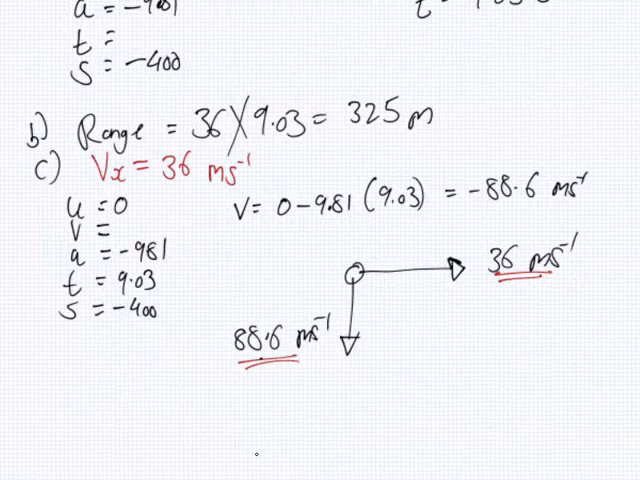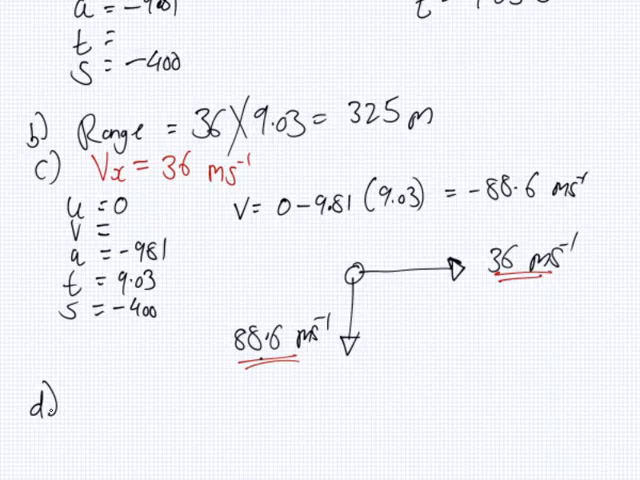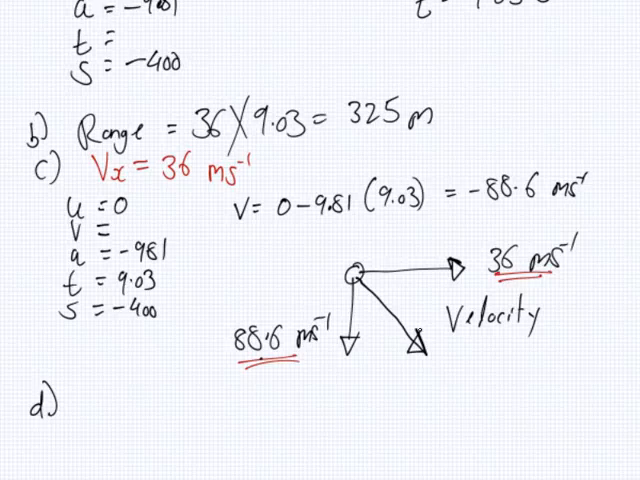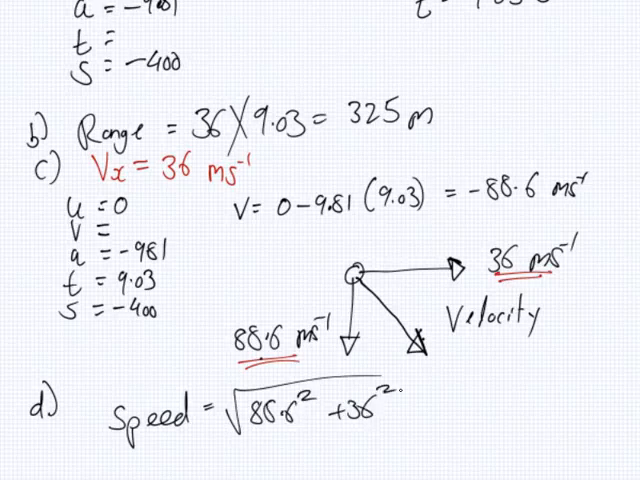And lastly, anybody got any ideas for part D? Is what's the speed when it hits the water? The speed. Now remember, this is the velocity. Total distance over total time, true, but we don't know the total distance. Yeah. Yes. Remember, no, it's the magnitude. The magnitude. The resultant, yeah. So the speed, the actual speed of the car when it hits the water is the square root of 88.6 squared plus 36 squared.